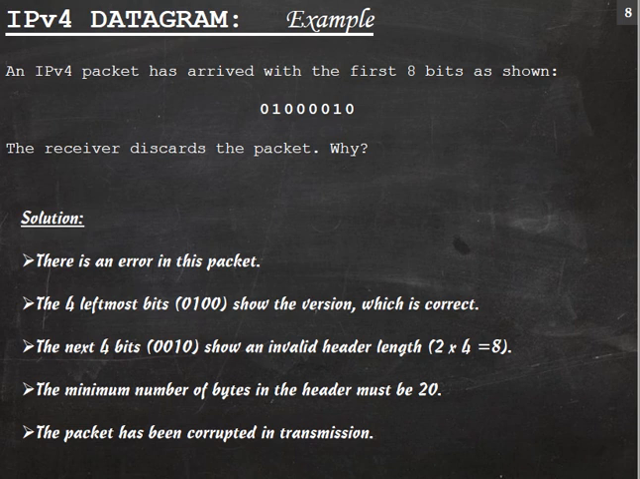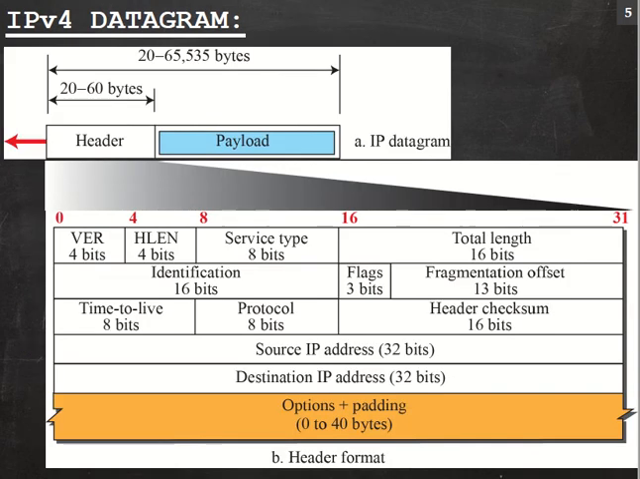So 2 into 4 is equal to 8. But as per the requirement, the minimum length of the header should be 20. Here it is less than that, so it is only 8. So that is the error. In this particular problem, the header length is only 8 bytes. You can see the header length minimum is 20, maximum is 60, but according to the problem, we are getting only 8 bytes. So that is the error.